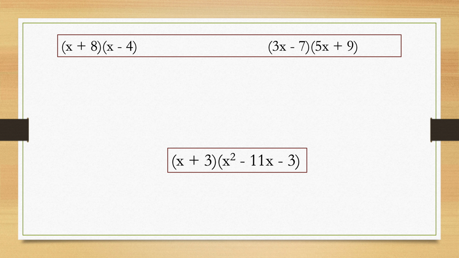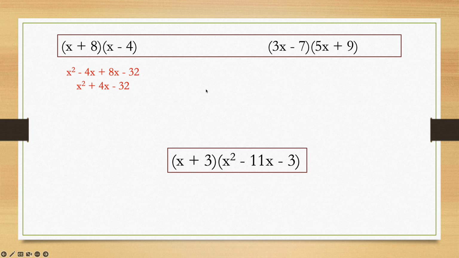Okay, so double distributing the first one, distributing the x to both terms, then the 8, I get x squared minus 4x, and then 8x minus 32. On the upper right, I'm going to get 15x squared. Oh, forgot, I can combine all the x's in the middle there to plus 4x.